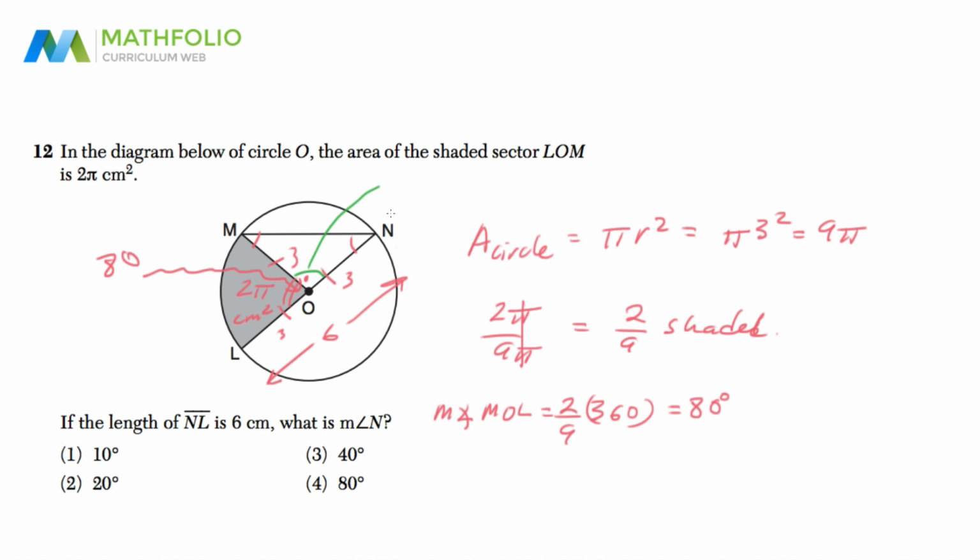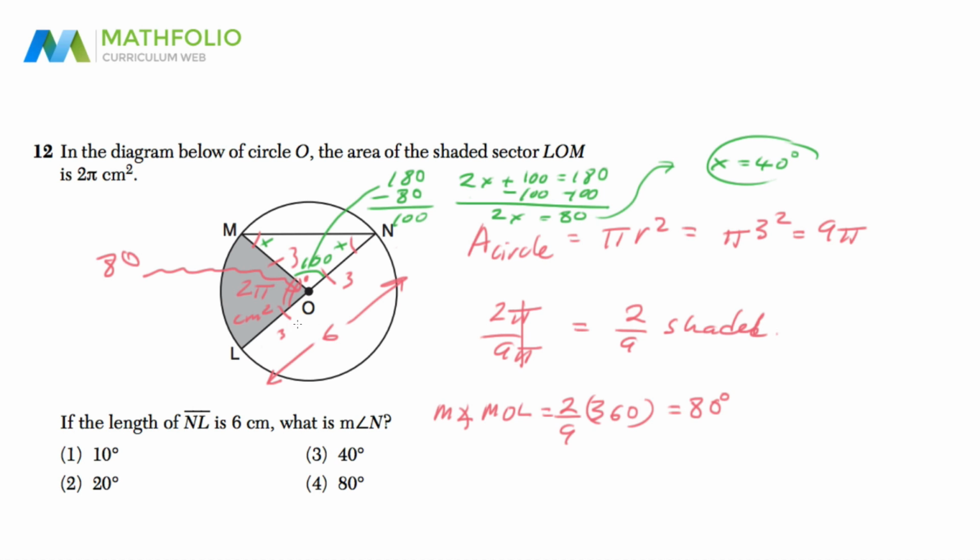This angle here is the supplement to 80, so 180 minus the 80 gives us an answer of 100, so this is 100 degrees. Now these 2 here, x and x, must be the same, so 2x plus 100 must equal 180, which is the sum of degrees in a triangle. Minus the 100, we end up with 2x equals 80. So if 2x equals 80, x must be 40 degrees. So x is where the measure of angle N is labeled right there. So the answer is number 3.